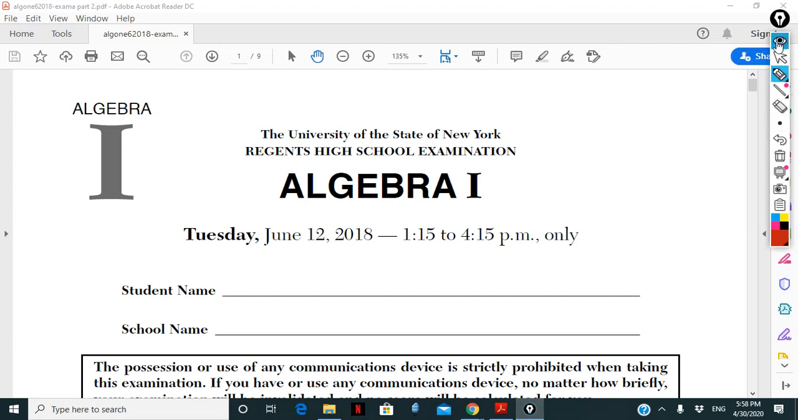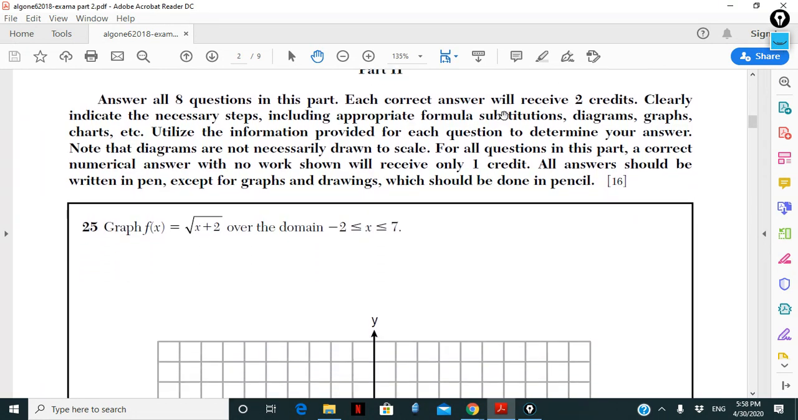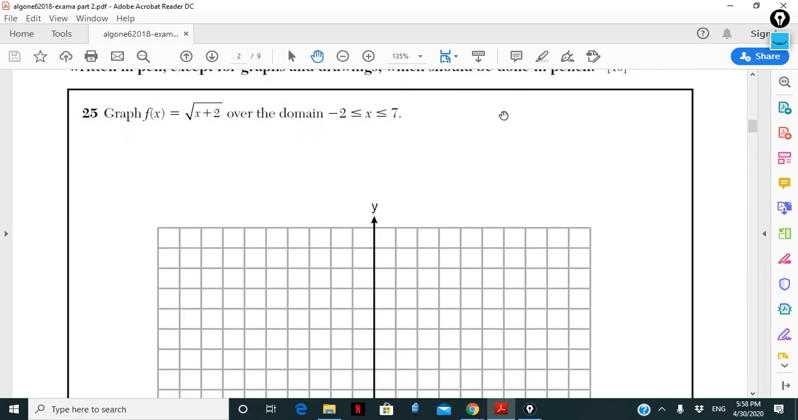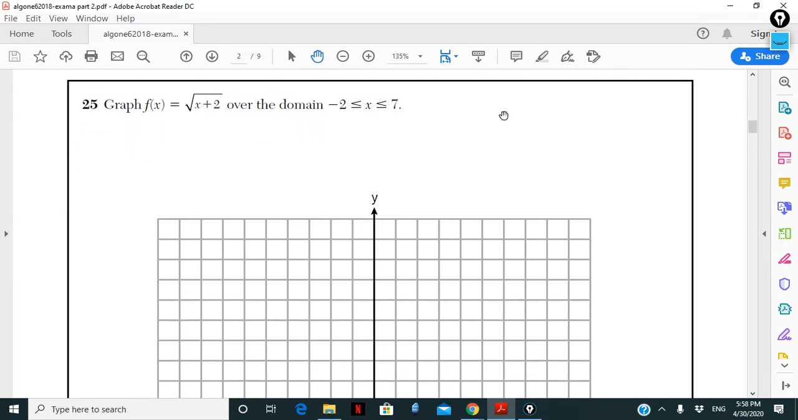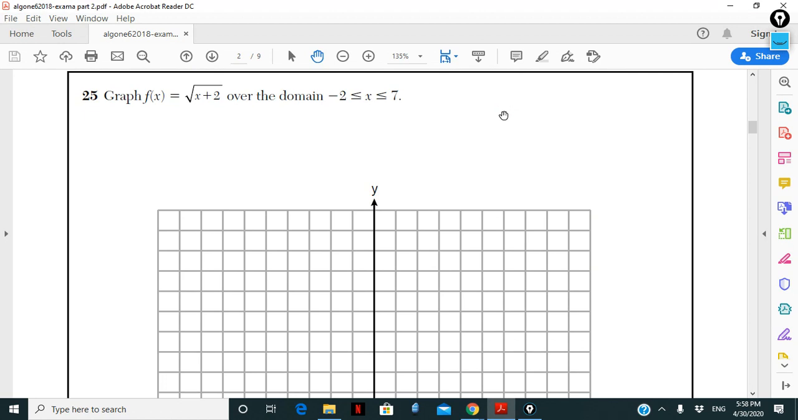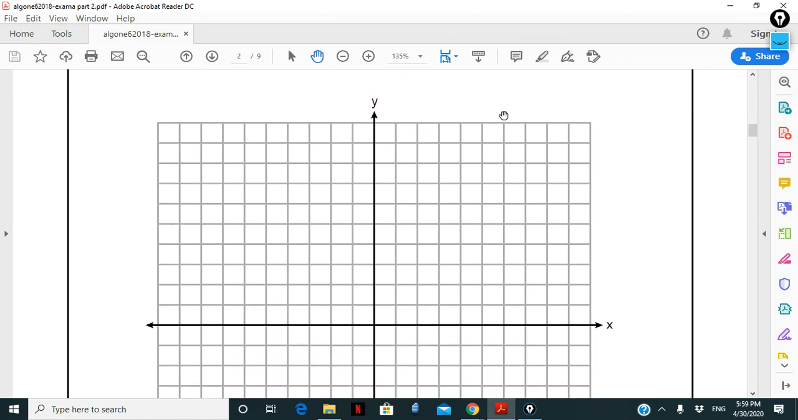Today we're going to continue answering Algebra 1 Regents for June 2018, Part 2. Now, second part, question number 25: graph the function f(x) equals the square root of x plus 2 over the domain from -2 to 7. So x is greater than or equal to -2 and less than or equal to 7. So how to do that?